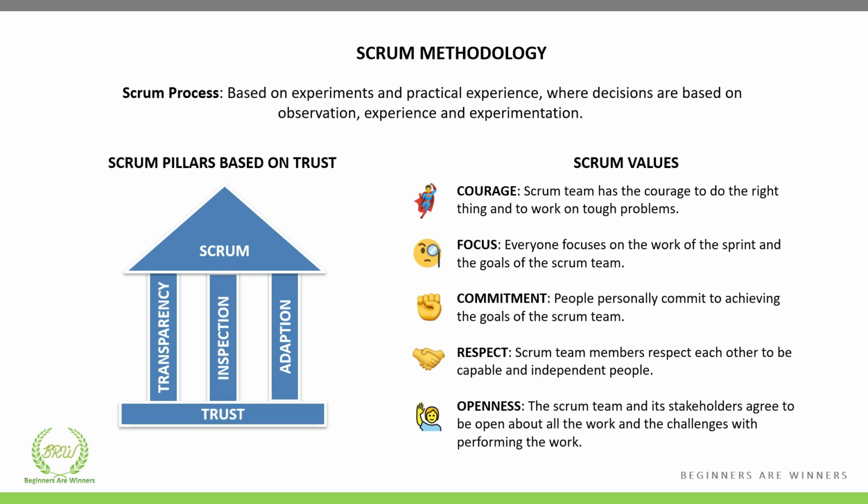Now let's get a little deeper on key aspects of Scrum methodology, wherein the Scrum process is based on experiments and practical experiences, where decisions are based on observation, experience, and experimentation. We have three pillars of Scrum which are based upon trust. As the foundation of every relation is trust, even in families, business, and teams where we work together, we must have trust in each other. And then only will we be able to reach our common goals. And that's what we need in Scrum as well.